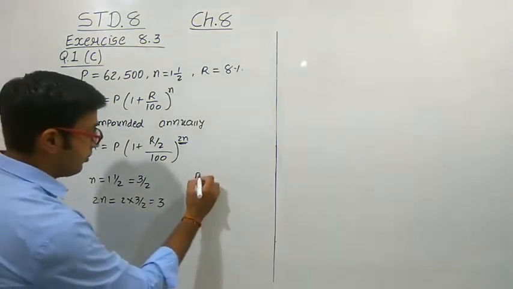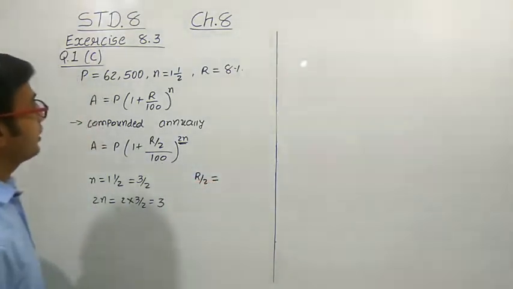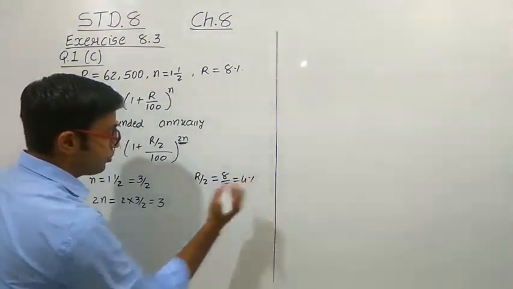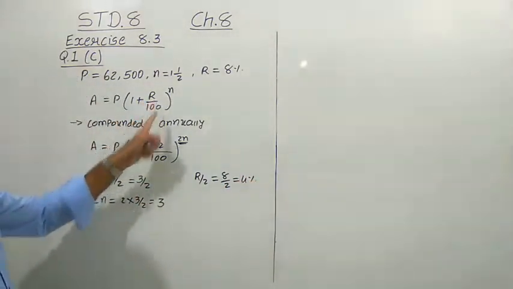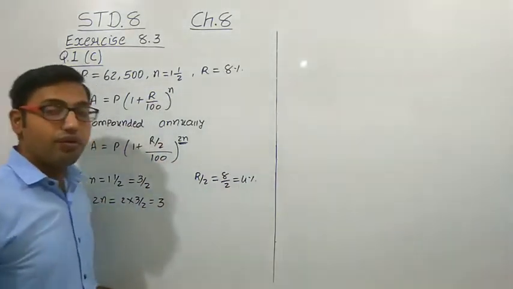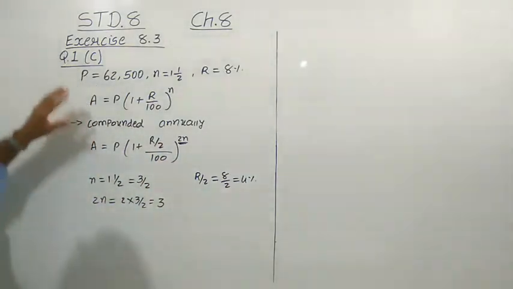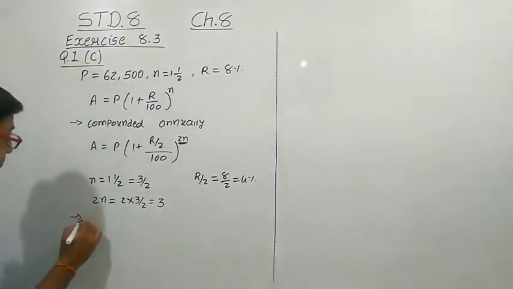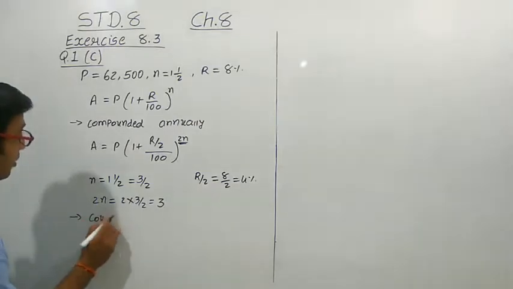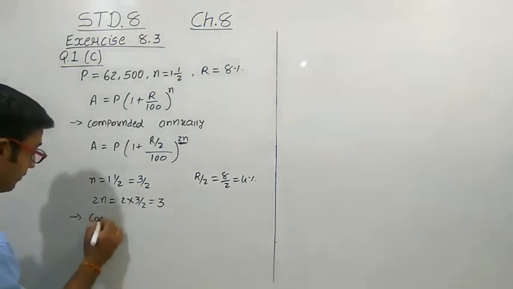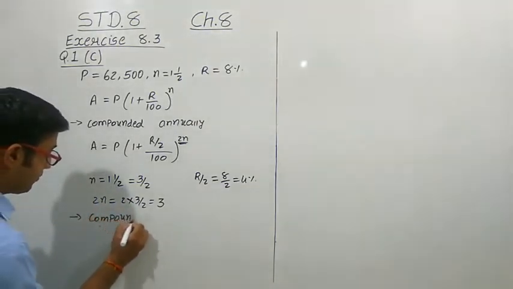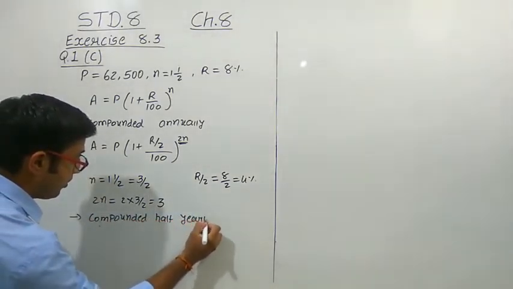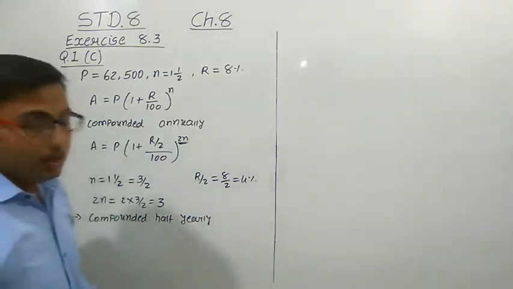Right? Now instead of r by 2, what we have to take? Rate of interest is 8. 8 upon 2, that is equals to 4. So instead of r by 2, we are taking the 4%. So this is the difference when we are compounded annually, and this is when we have to compound half yearly. Compounded half yearly. Right? Okay.